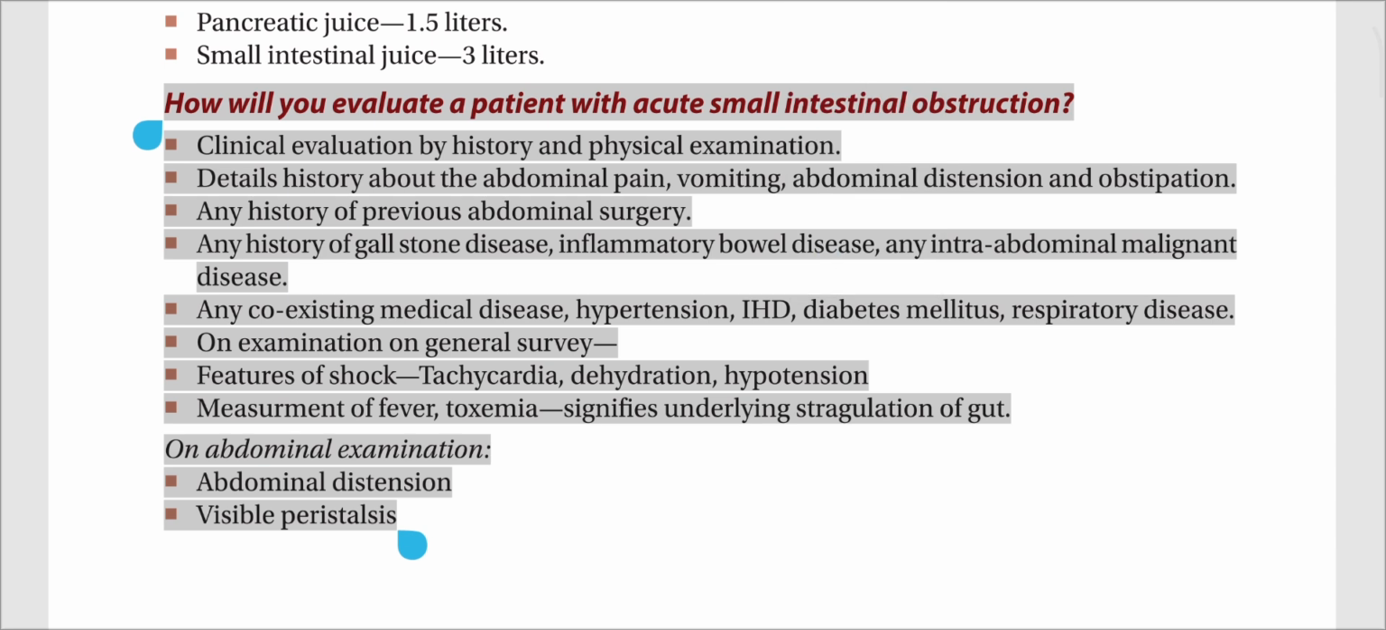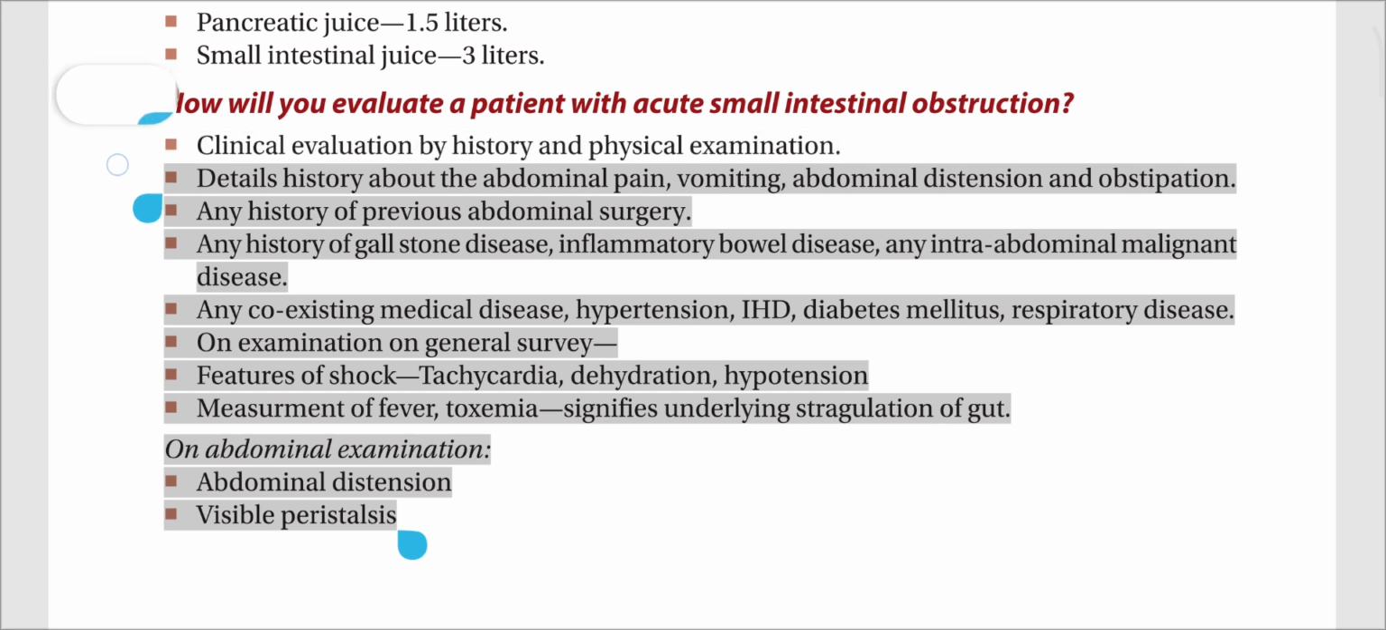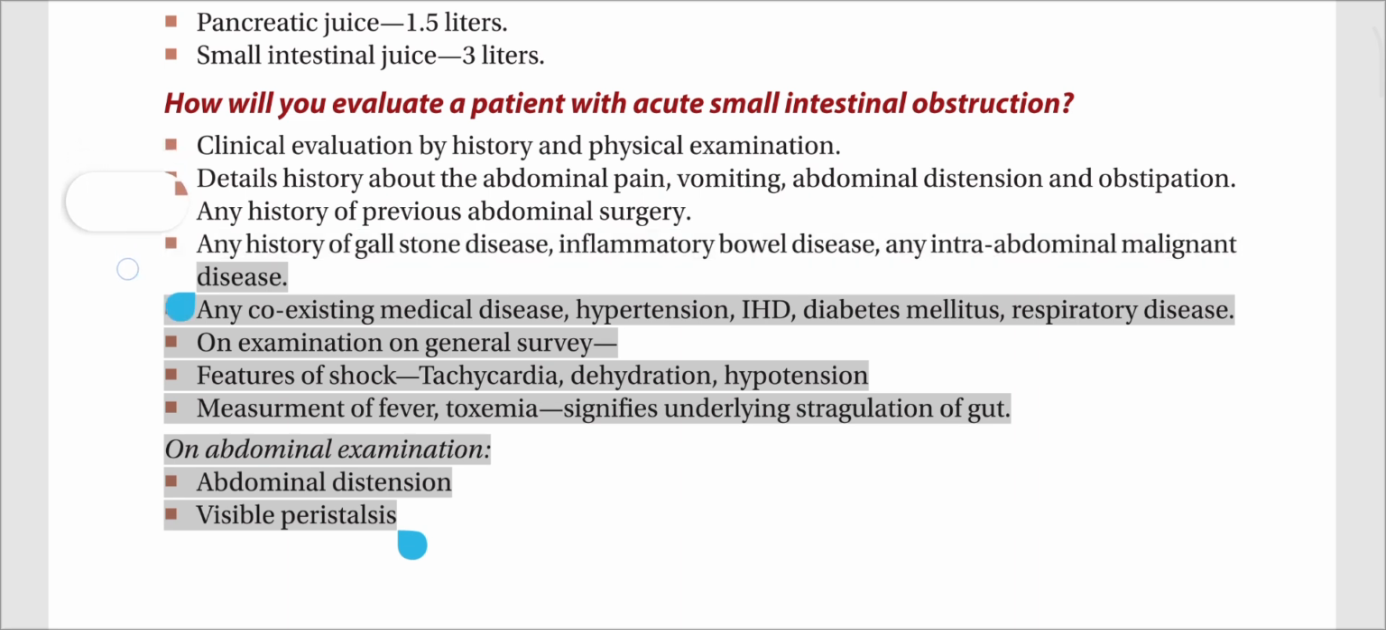How will you evaluate a patient with acute small intestinal obstruction? Clinical evaluation by history and physical examination. Take a detailed history about the abdominal pain, vomiting, abdominal distension and obstipation. Any history of previous abdominal surgery? Any history of gallstone disease, inflammatory bowel disease, or any intra-abdominal malignant disease? Any coexisting medical disease: hypertension, IHD, diabetes mellitus, respiratory disease?